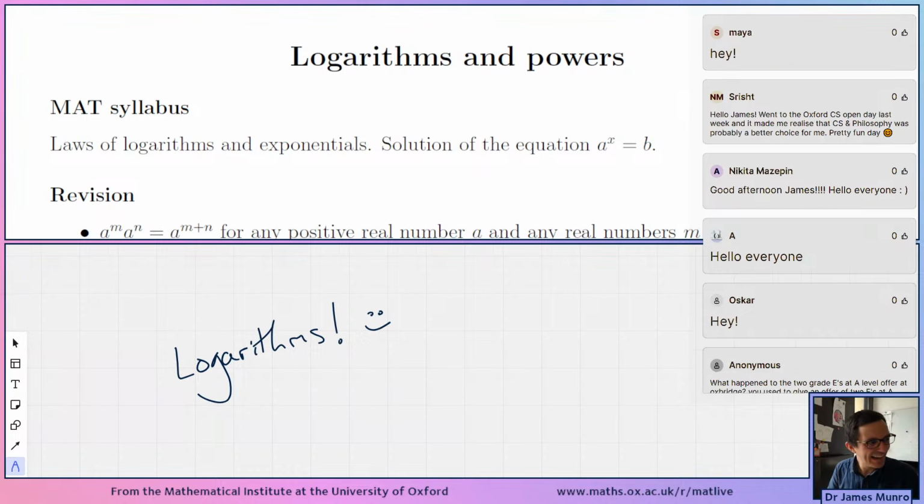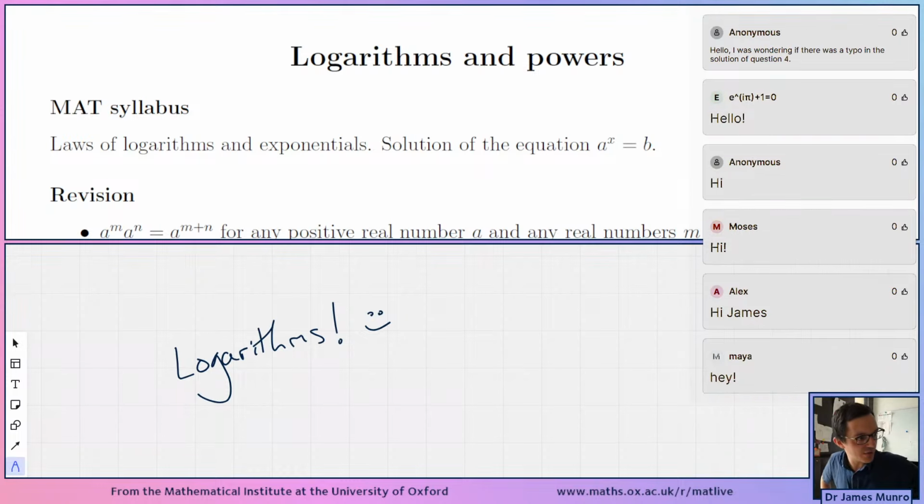Hello Maya and Alex and Moses, and somebody in there has got the username e to the iπ plus 1 is 0. Good. And already someone's got in really quickly with a typo. It's entirely possible that there's a typo. I'm going to have to go and look now.